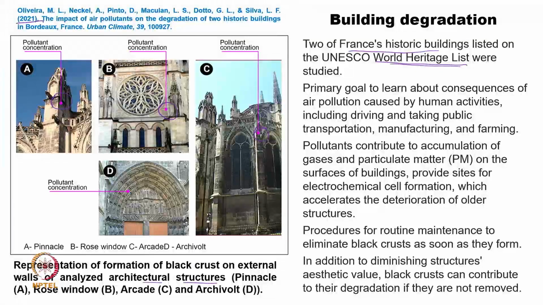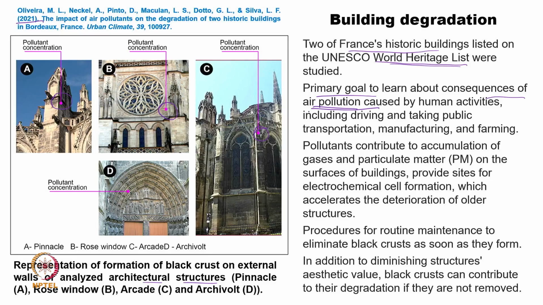In this case, as I mentioned, two French historical buildings were taken, which are listed in the UNESCO World Heritage List, and many tourists want to see this kind of building. Now, what is the real aim of this study? They say the primary goal is to learn the consequences of air pollution, because we are talking about atmospheric pollutants causing damage. That is what they have studied, and that is why I am referring to it.